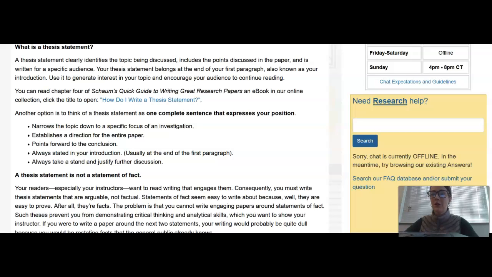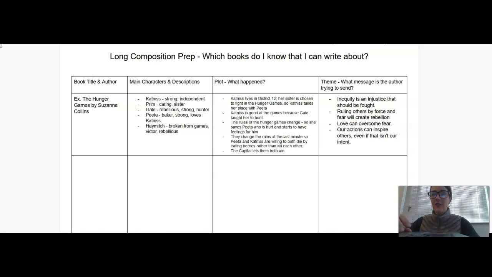Your thesis statement belongs at the end of your first paragraph, also known as your introduction or your introductory paragraph. Use it to generate interest in your topic and encourage the audience to continue reading. So, okay, it talks about the topic, all the points that are being discussed in the paper, and is written for a specific audience. That is really helpful.